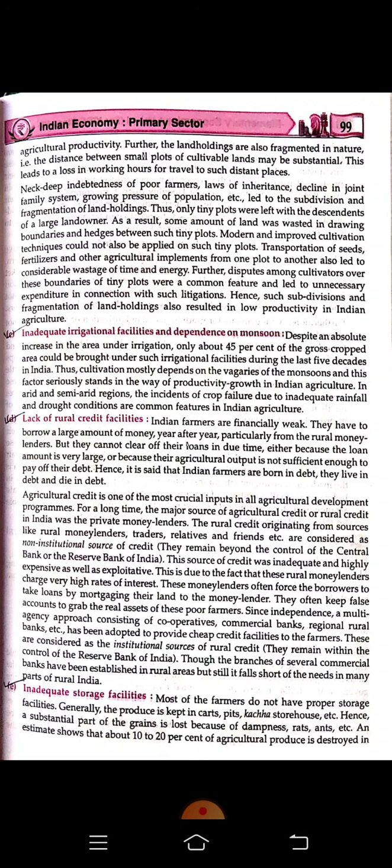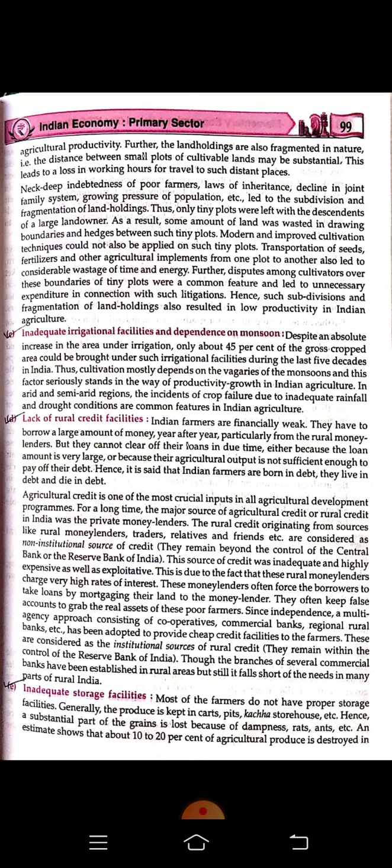Lack of rural credit facilities. Credit means loan. The poor farmers don't even get loan facilities properly from the government or from the banks. Now here also I would like to say there are two kinds of credit facilities. One is the non-institutional sources of credit and the other is the institutional sources of rural credit. Non-institutional means they can borrow money from a neighbor or the money lender, where no paperwork is needed.